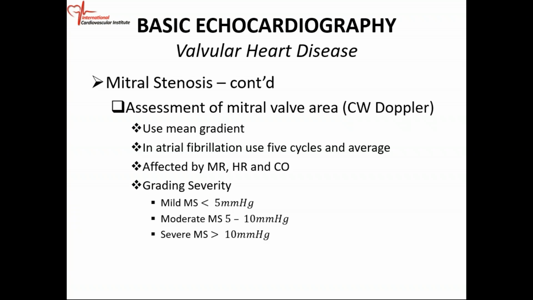So anything that increases flow across the mitral valve is going to increase the gradient. Similarly, if the patient has significant mitral regurgitation, you're going to get backflow of a lot of blood into the left atrium, so therefore the forward flow across the mitral valve is going to be increased. So that in itself, significant mitral regurgitation, will increase the gradient, and increased heart rate increases flow. Okay?